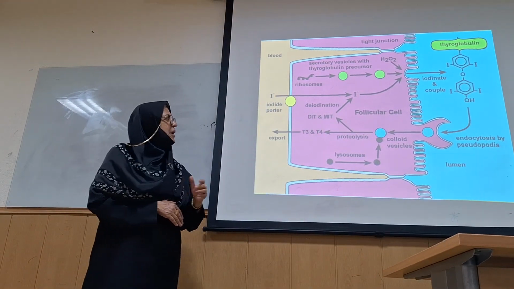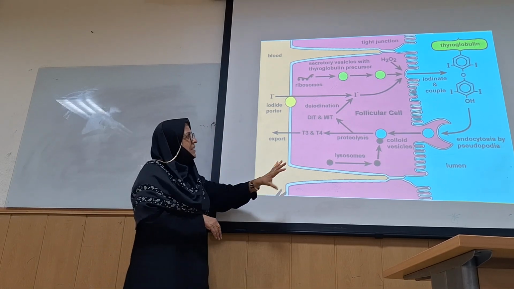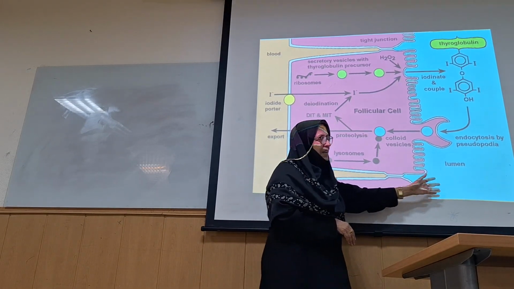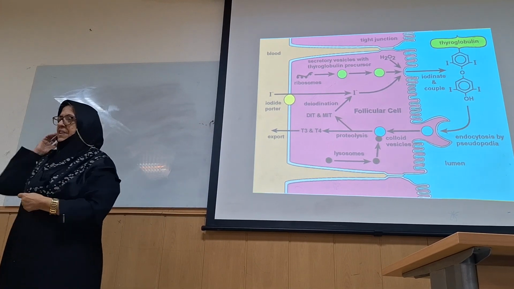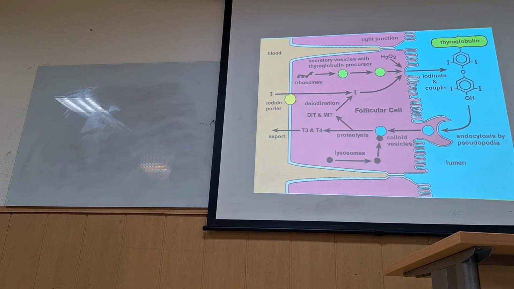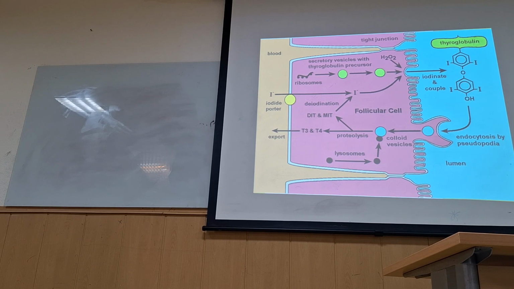This slide shows about the phases of synthesis of thyroid hormones. For example, this is follicular cell. This area is lumen. This area is blood. Okay? You know, for synthesis of thyroid hormones, we need iod ions. Okay? Iod ions are very, very important for synthesis of thyroid hormones. I ask you, which of foods have many iod ions?